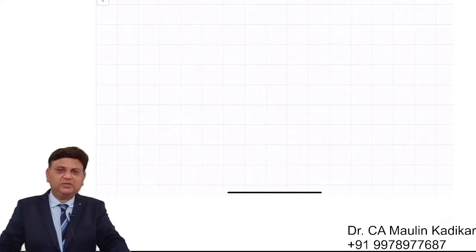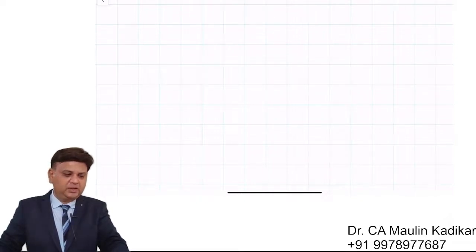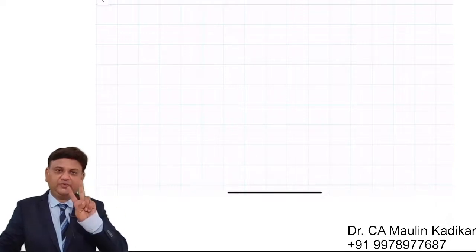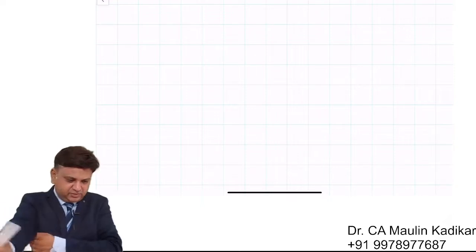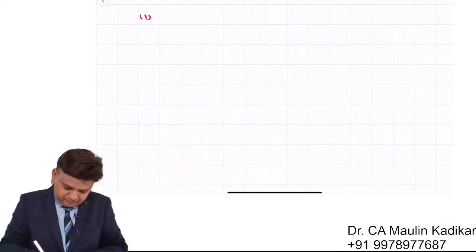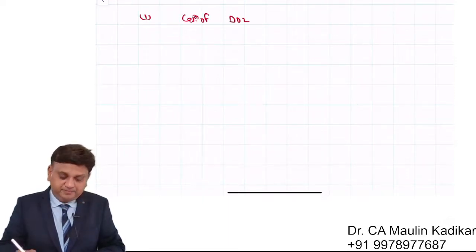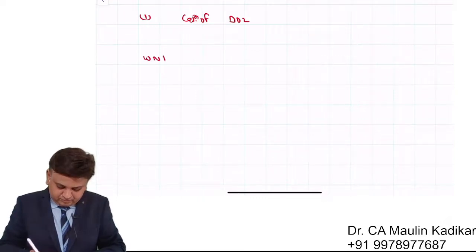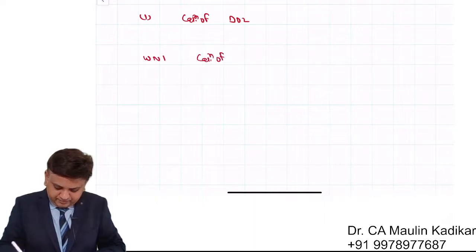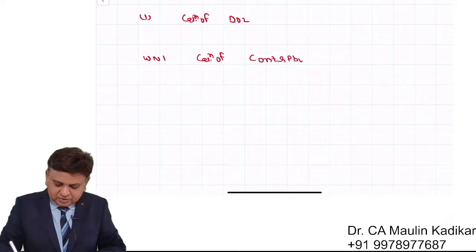The first question is calculation of the DOL. Now friends, for the purpose of DOL, we require 2 information, contribution and EBIT. So let us answer the first question, calculation of DOL. Write down working note number 1, calculation of contribution.